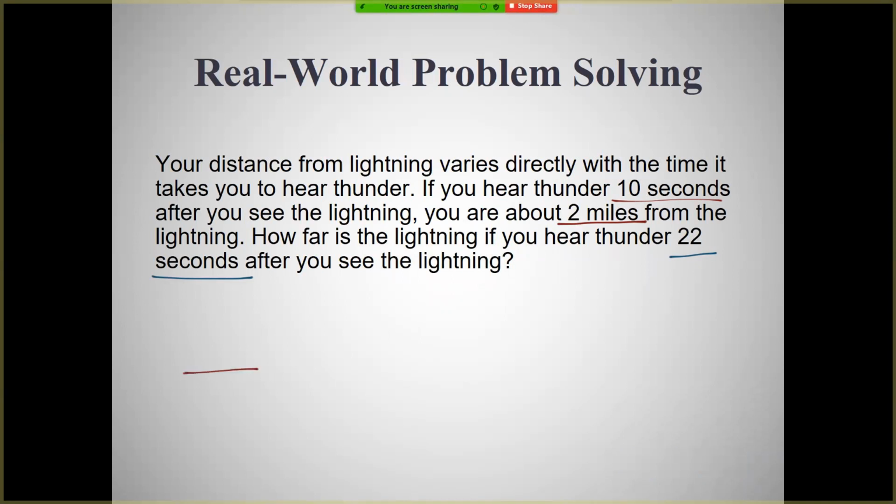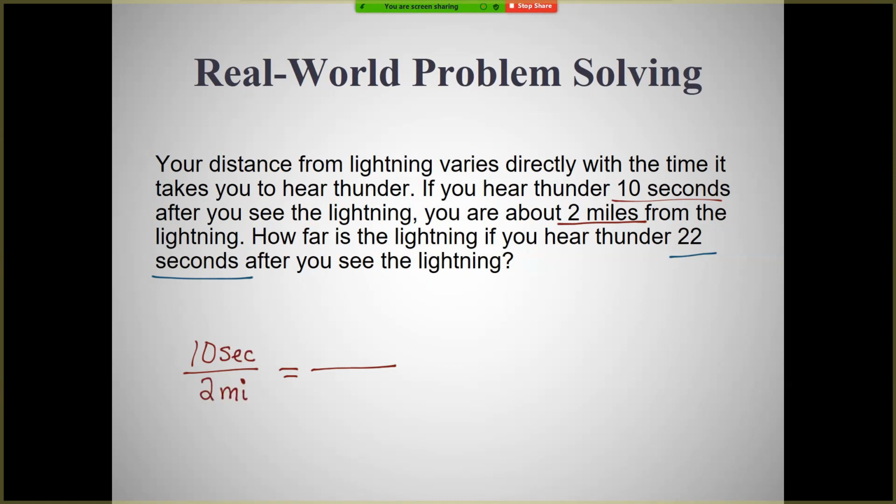There's a couple different ways you can create a proportion. A proportion is just two fractions set equal to each other. You just have to remain consistent. I know that if I hear thunder 10 seconds after I see the lightning, I'm 2 miles away from that lightning. So those two numbers are going to get paired together. I'm going to take the 10 seconds and put it over the 2 miles.